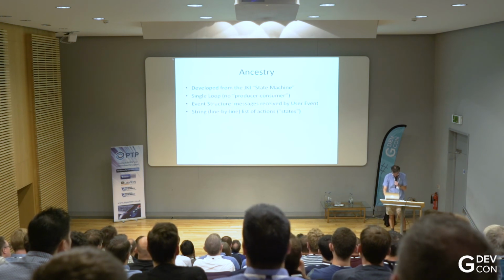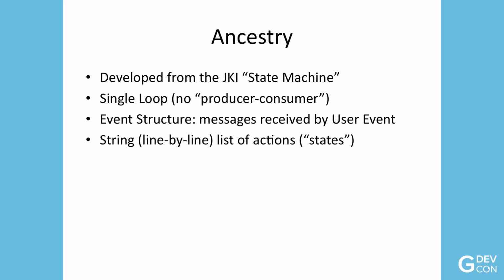And I should acknowledge the ancestry of this template I'm doing. It was developed from the JKI state machine. It's got a single loop. There's no producer-consumer. It's one loop. It's got an event structure. The messages come in by user events. And it uses a string-by-string list of actions. They're called states, but they're not states, they're actions.